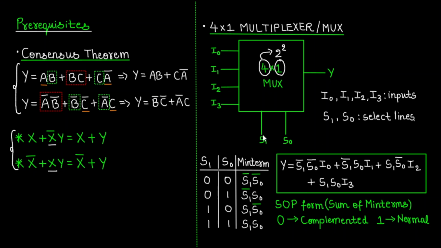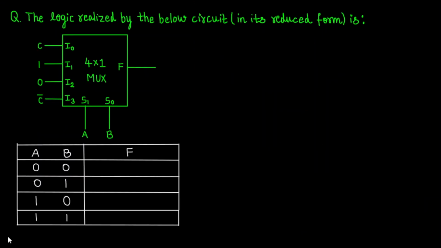So what happens in a mux is, whenever S1 S0 is 0 0, then the first input here, which is I0, will be accessed by the output. And when S1 and S0 are 0 and 1, the input I1 will be accessed by the output. The same follows for the 1 0 and 1 1, where the inputs I2 and I3 are accessed by the output respectively. So let us go back to the question.